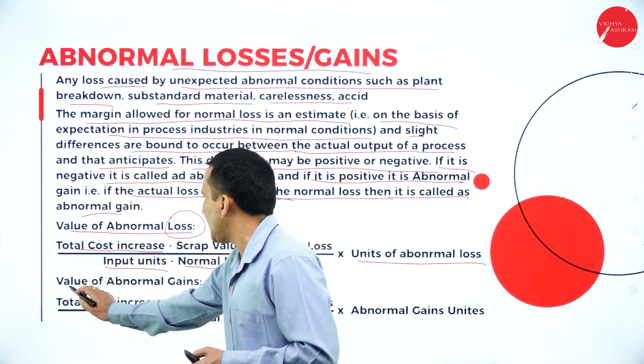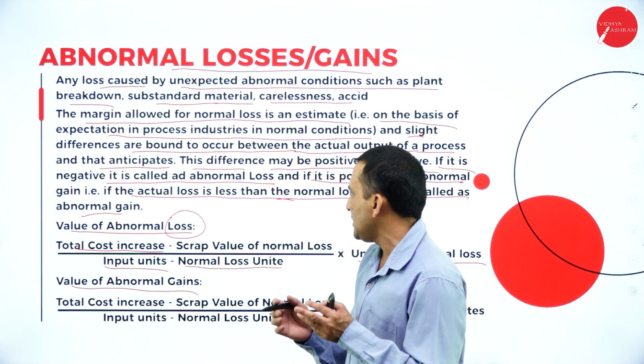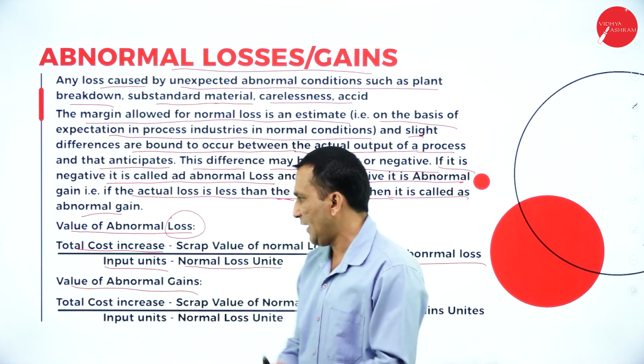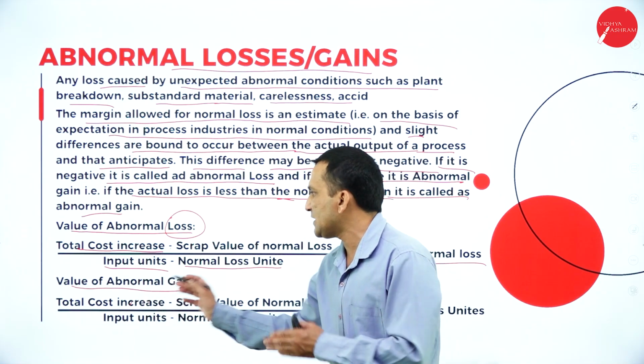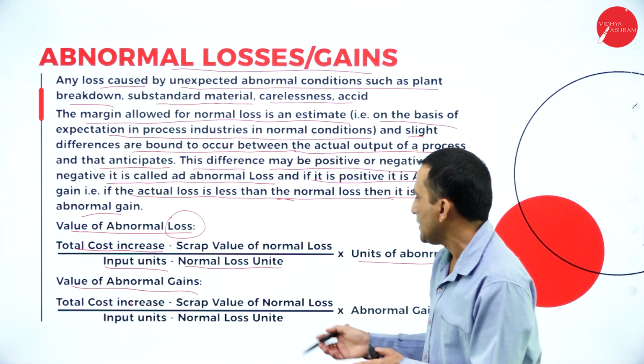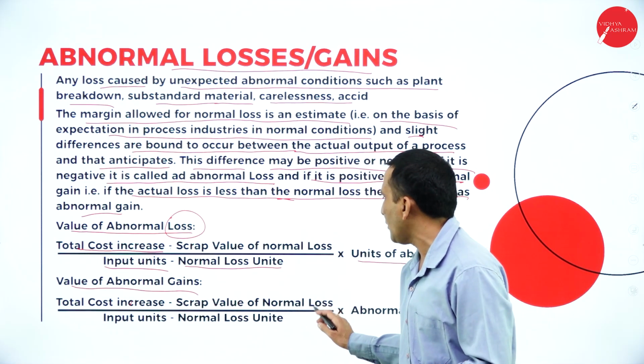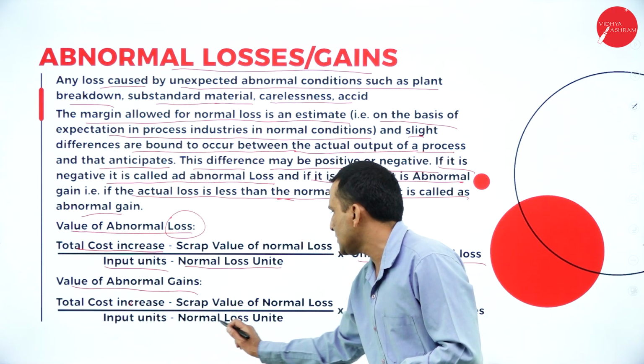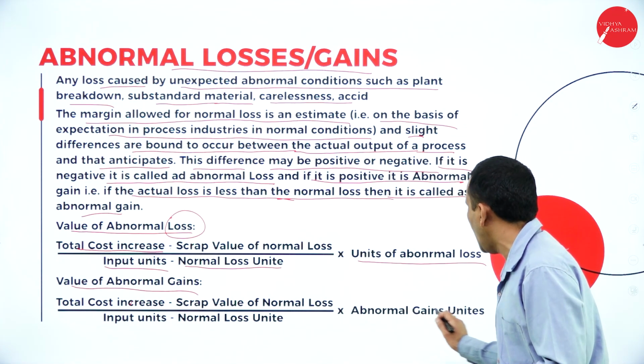And how to calculate the value of abnormal gain? Very simple: the same total cost, increased on the debit side. If it is increased on the credit side, the value is increased, so minus scrap value of normal loss, divided by input units minus normal loss units, multiplied by abnormal gain units.